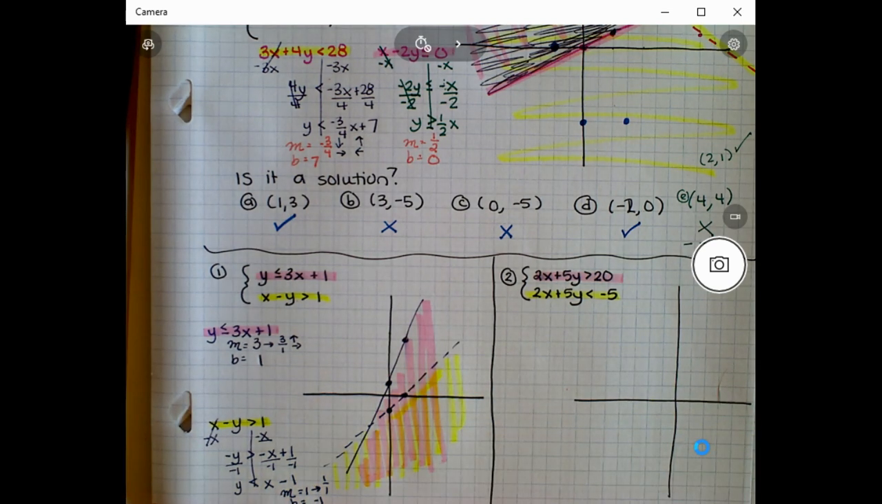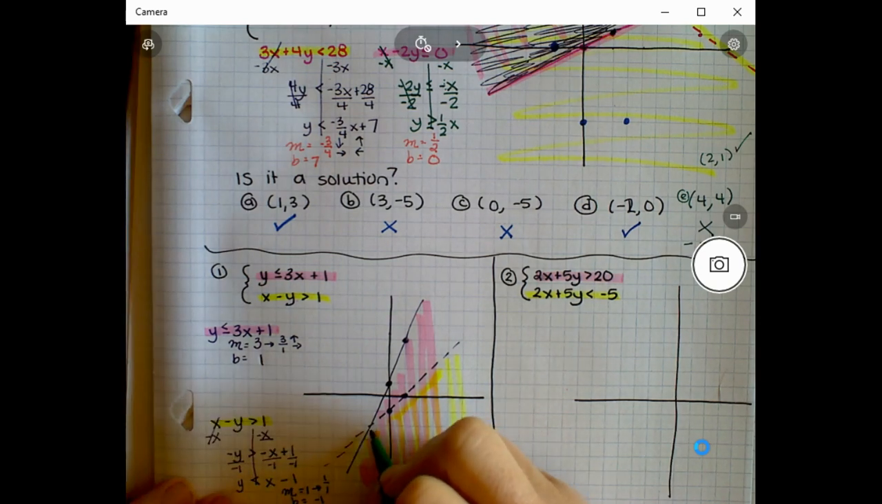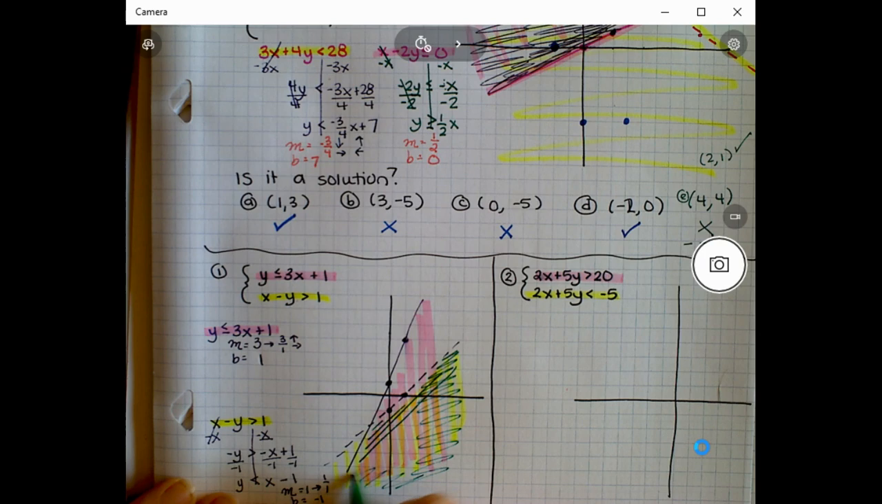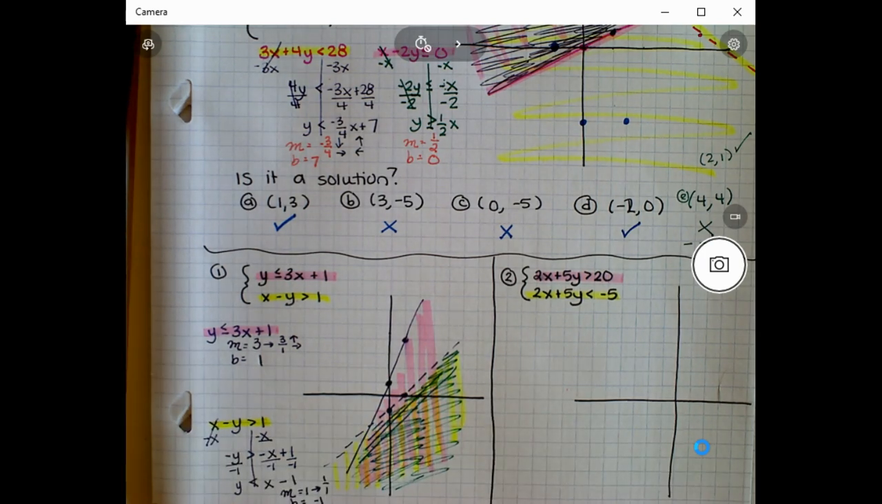Okay, so again, I'll go over this. You can see that this area in here, this whole spot, where they're both shaded, these are the solutions. All right, one more.